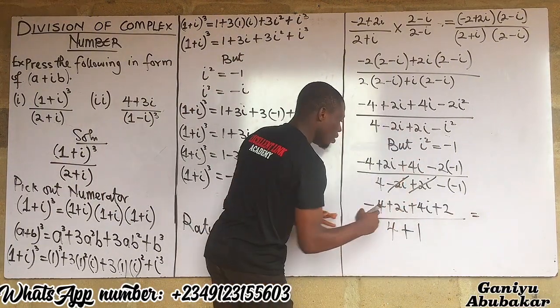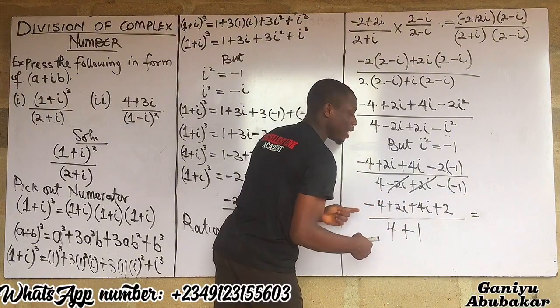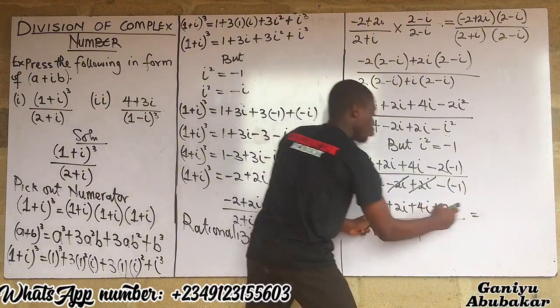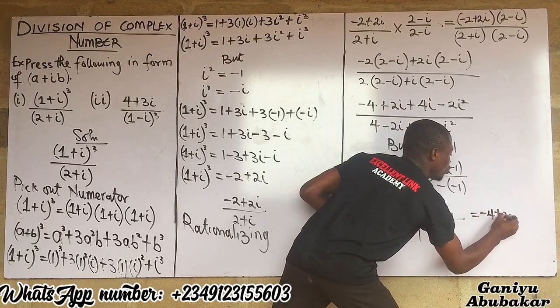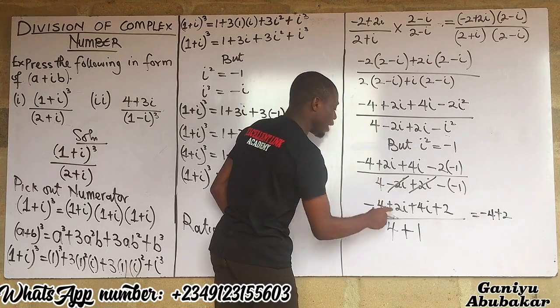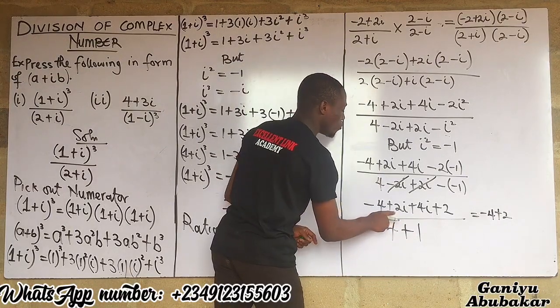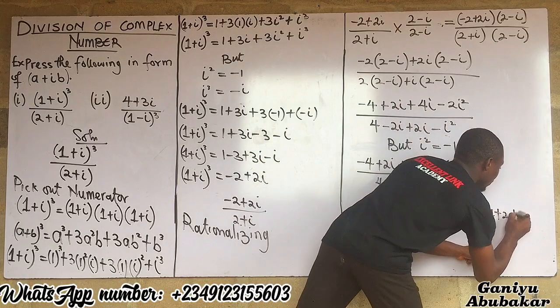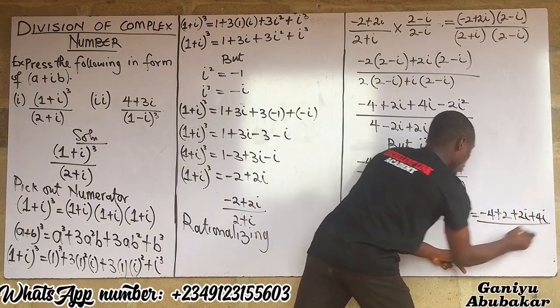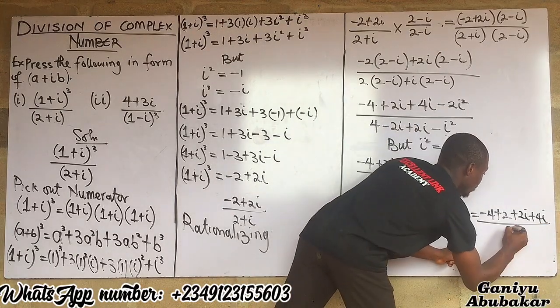If I proceed, the next task is to take the real parts together. By real parts, I mean the numbers minus 4 and plus 2. Next task takes the imaginary part. By imaginary part, I mean the one having i. So that becomes plus 2i plus 4i. So all over 4 plus 1 gives 5.